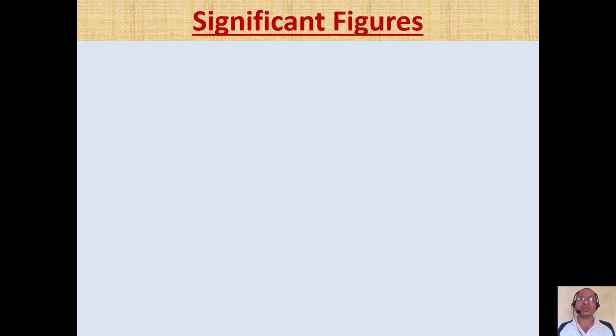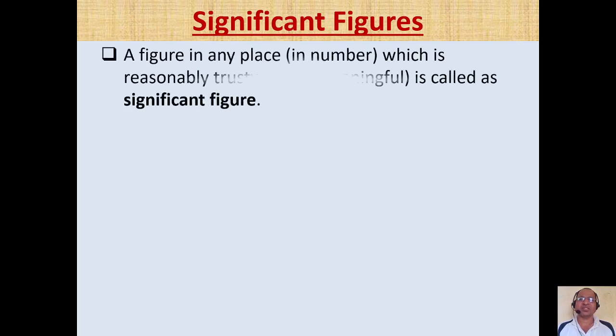In physics, we always do various calculations, and in calculation sometimes decimal places become very high. Significant figures generally give a number in any place. Figure means a number. A figure in any place in a number which is reasonably trustworthy, trustworthy meaning meaningful, is simply called a significant figure. So a significant figure for any number is a figure in any place which is meaningful.